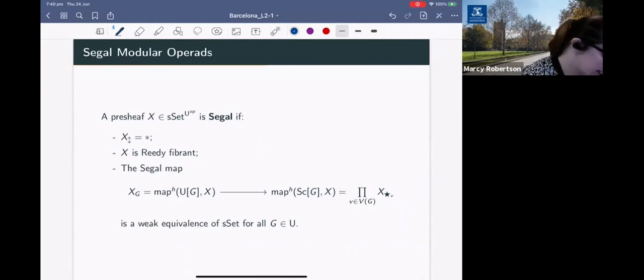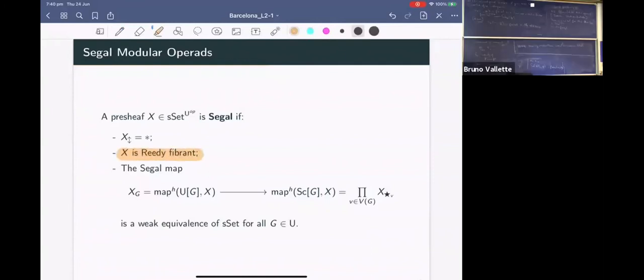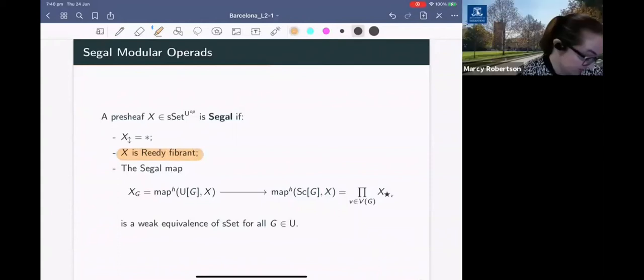Great, so now I can give you what I would call the real definition. A definition for Segal modular operads. I'll say that a graphical space is Segal if the evaluation at the exceptional edge is a point, if the whole presheaf is Reedy fibrant, so it's fibrant in this model structure, and the Segal map here is a weak equivalence of simplicial sets for every G.